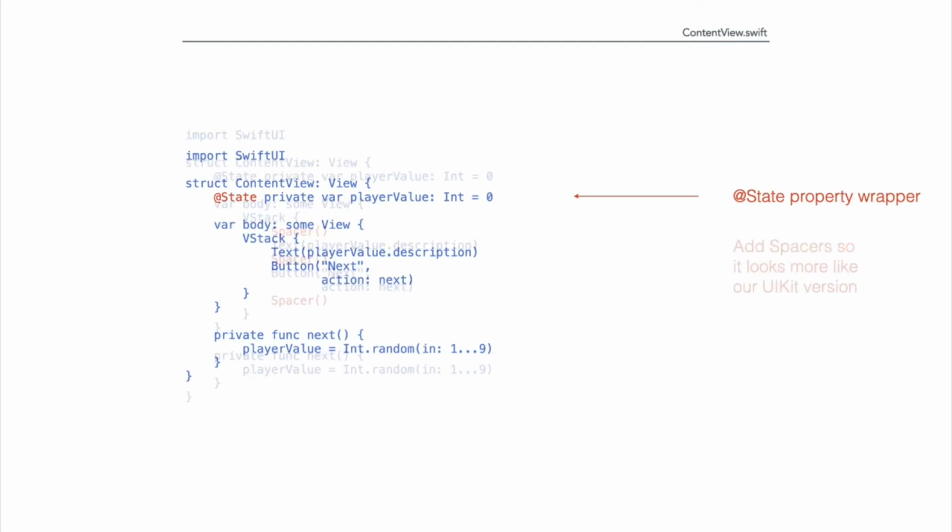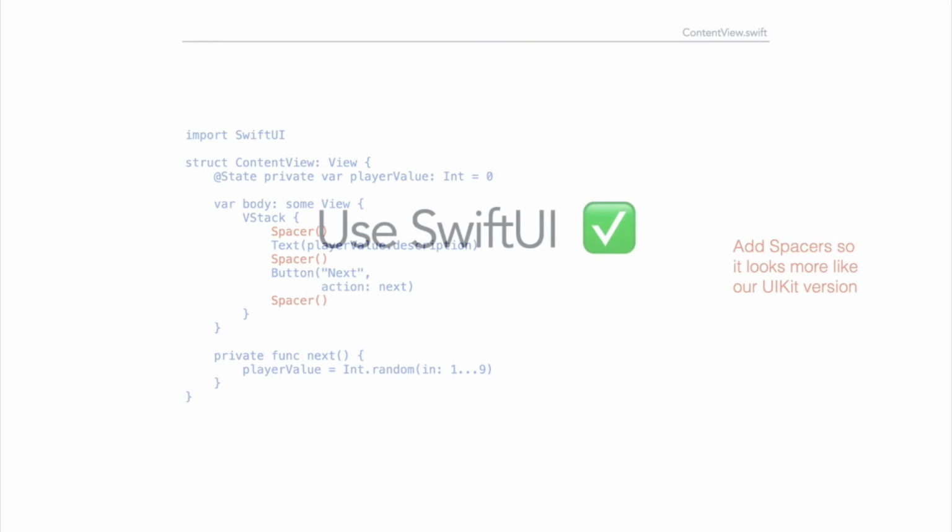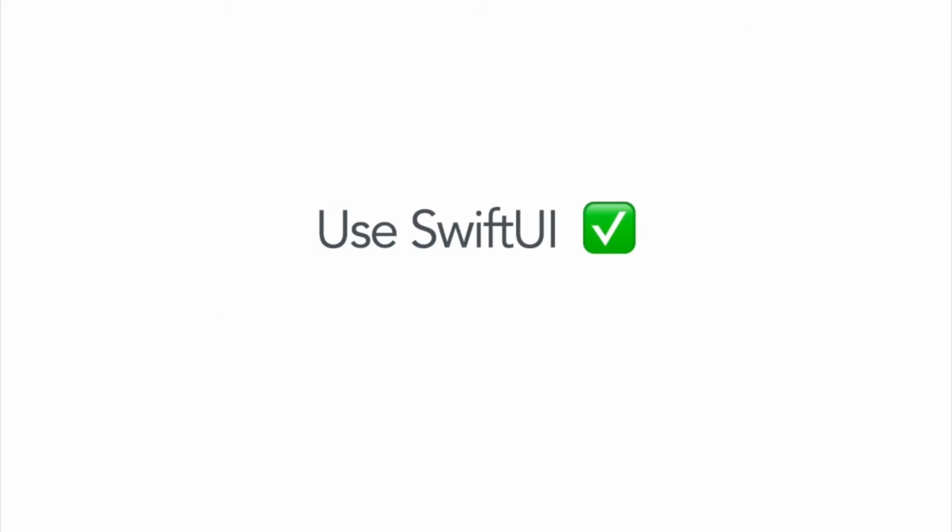To make this look a little nicer and space it out the way it was in our UIKit example, we'll add some spacers. And now our example works perfectly, and we've done it using SwiftUI. We started with a simple example where the button action directly changed what the label was displaying. In UIKit, we changed it to one that used an int property, and we changed the value of the property, and then we had to update the label.